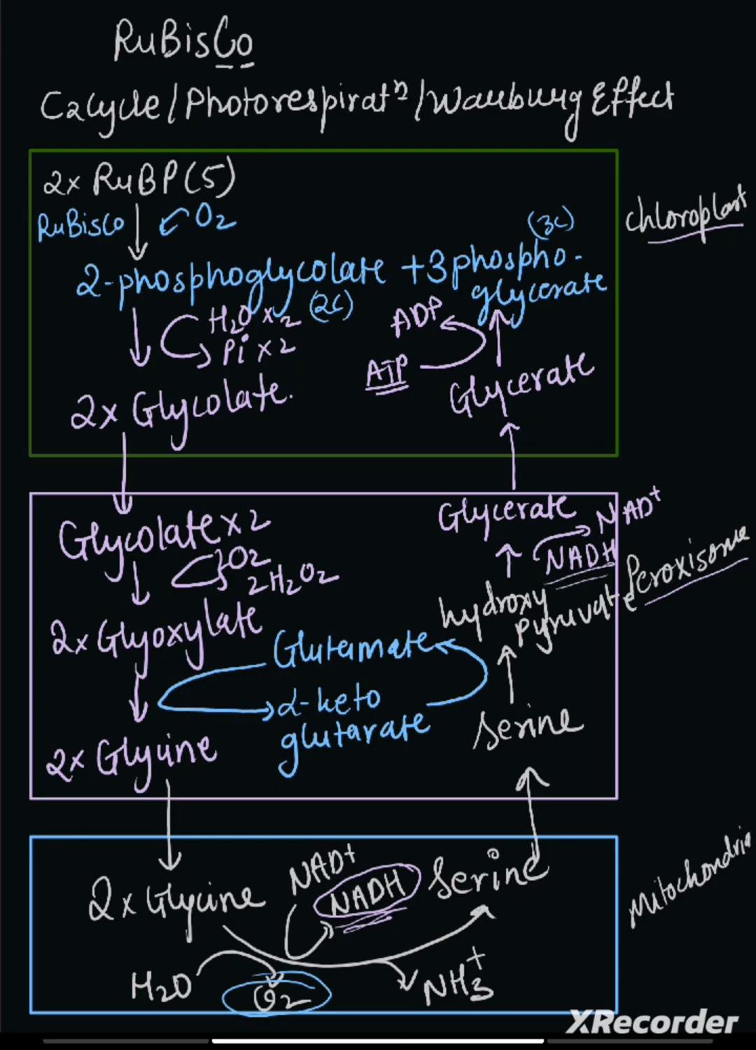So overall, this C2 cycle, wherein the first compound was a 2-carbon compound, that's why the name C2. This whole process is a wasteful process for the plant because of the confusion caused by the enzyme Rubisco.